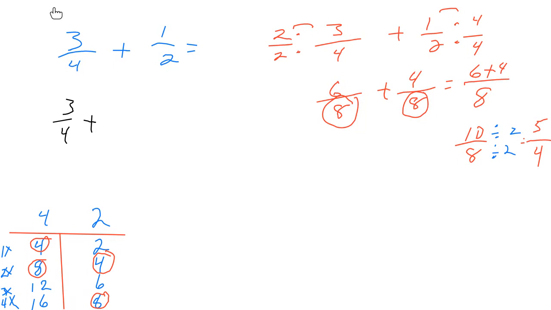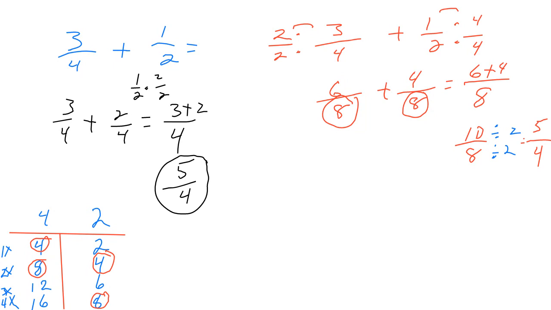How many times did I multiply 2 to get 4? Well, 2 times 2. So I'm just going to multiply the 1/2 times 2/2. And that's going to give me 1 times 2 is 2, 2 times 2 is 4. My denominator won't change. I have 3 plus 2, or I have 5/4, and it's already reduced, okay? It's the same answer. You'll get the same answer as long as you don't forget to reduce here.